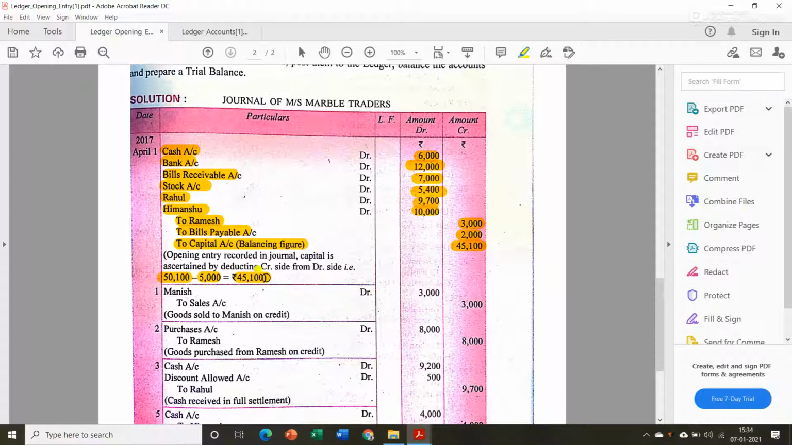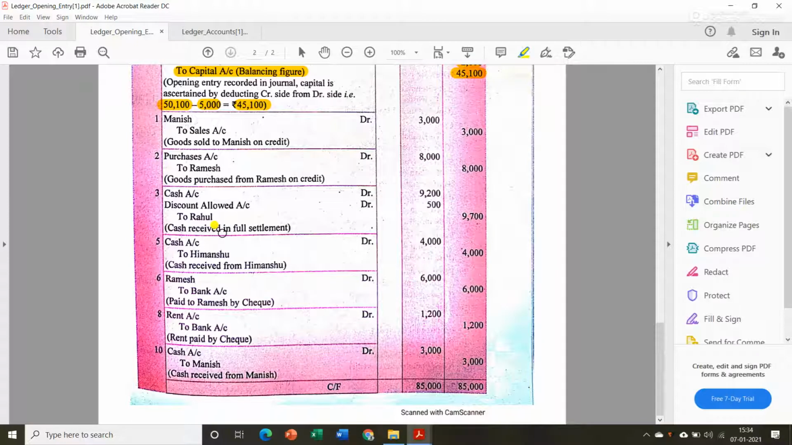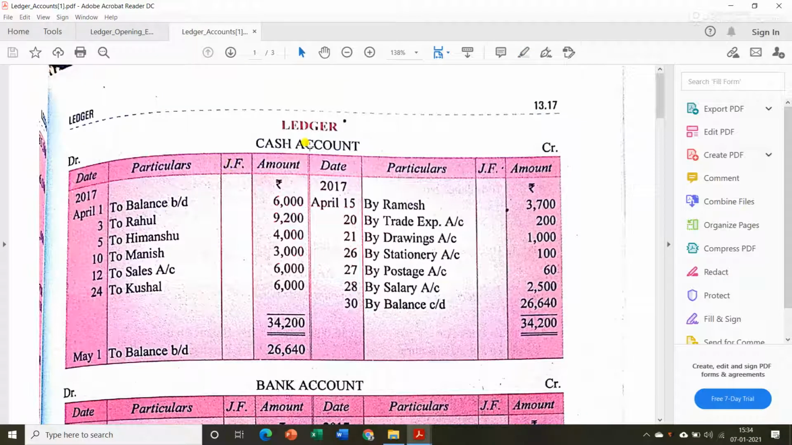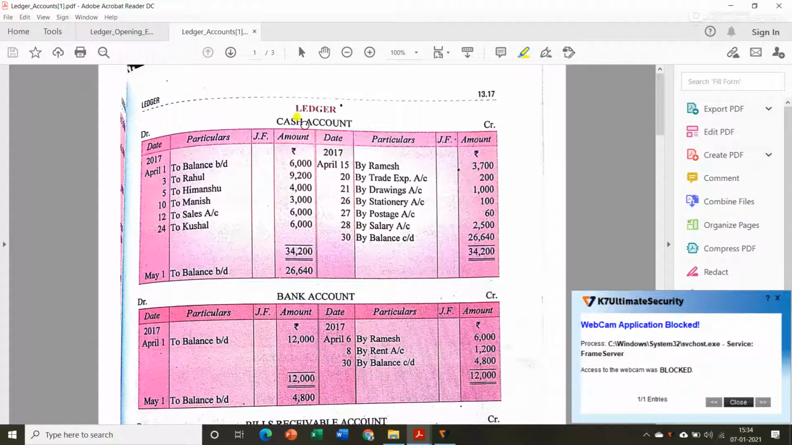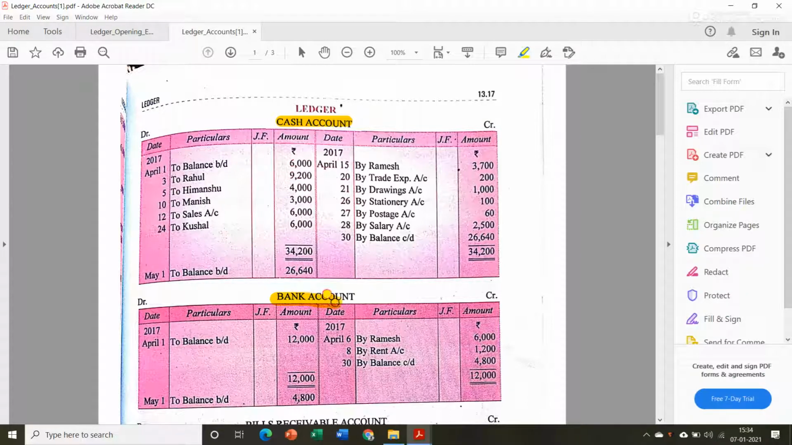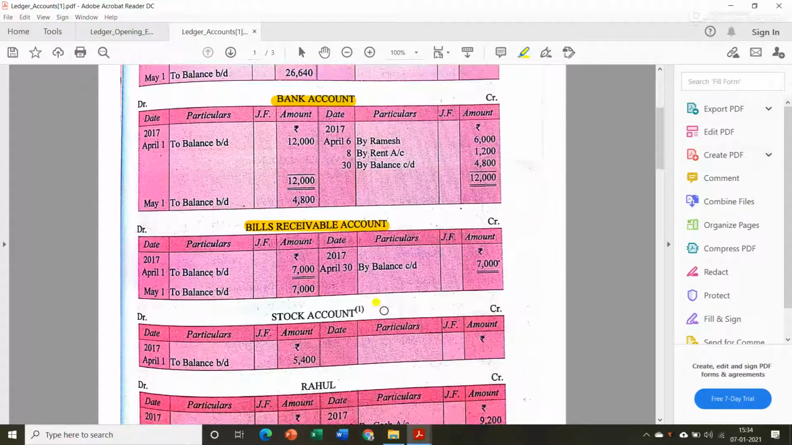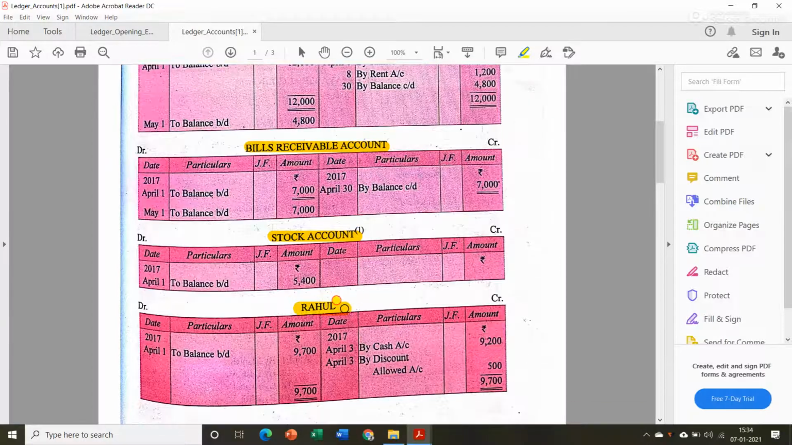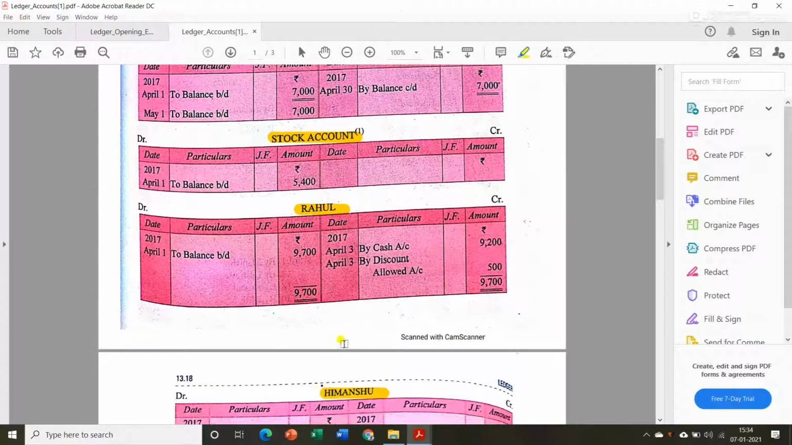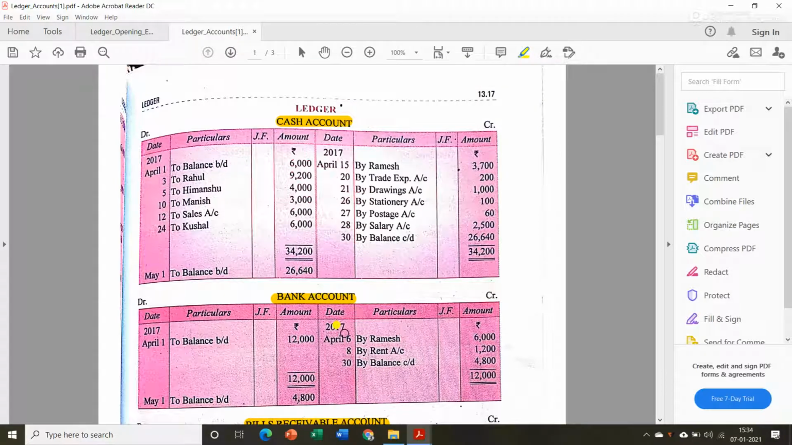Now what effect this will have in ledger, let us see. First you see all the items in debit and credit of the opening entry, and you prepare ledger accounts of those. Here is the ledger account. The first item of our assets was cash account, then second was bank account, then third was bills receivable, then stock account, then Rahul, then Himanshu. First prepare your ledger accounts for all these accounts.